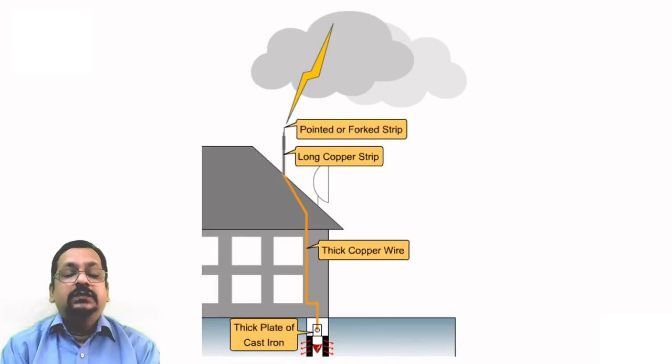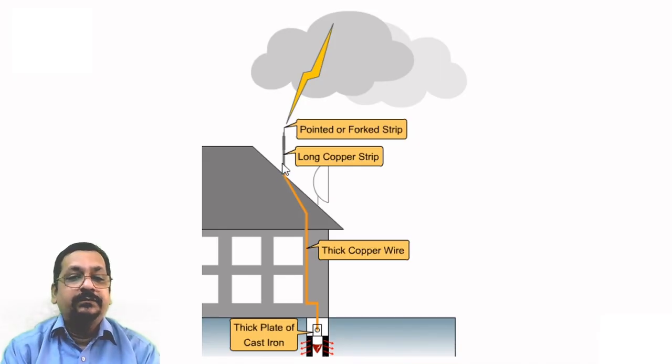Now here you are seeing one illustration. What is that? There is a building here, and on the roof of this building there is a long copper strip, and that copper strip has a pointed edge, or it is a fork kind of strip. Now this strip is connected to a thick copper wire.